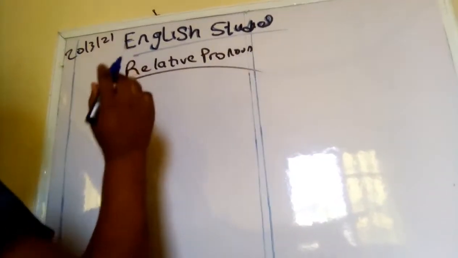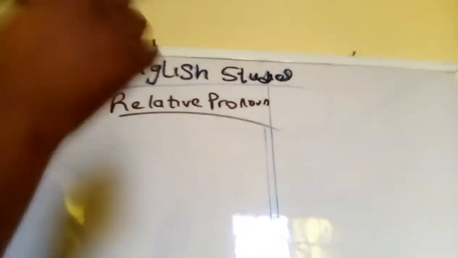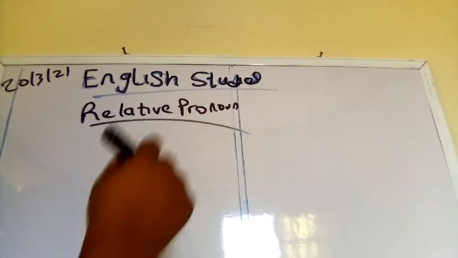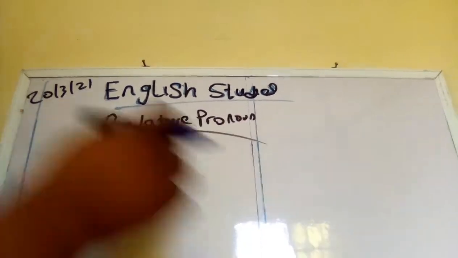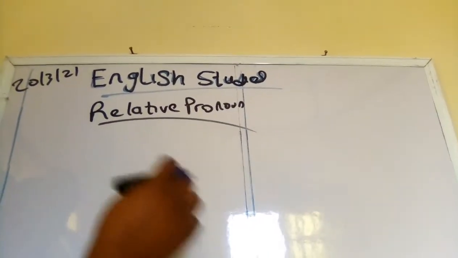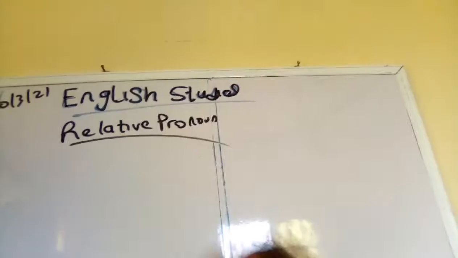Okay, we are talking about relative pronoun. So relative pronoun is used to introduce a relative clause. That is, it tells us more about the subject. It makes a sentence clearer. That's the job of a relative pronoun, to make a sentence clearer and to describe something or say something about the subject of the sentence.